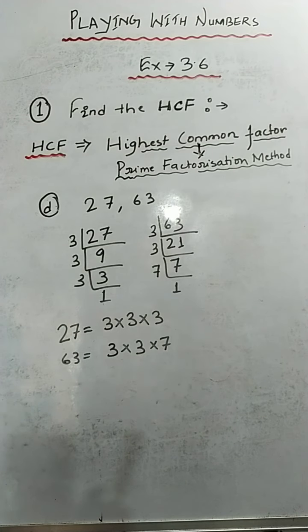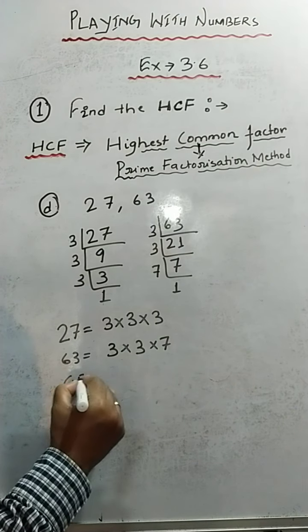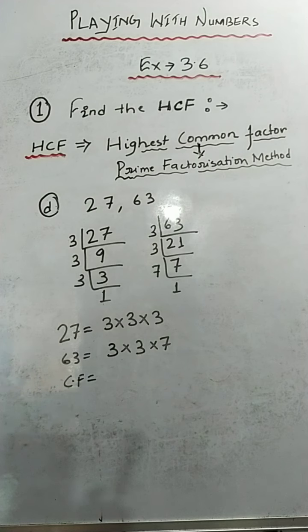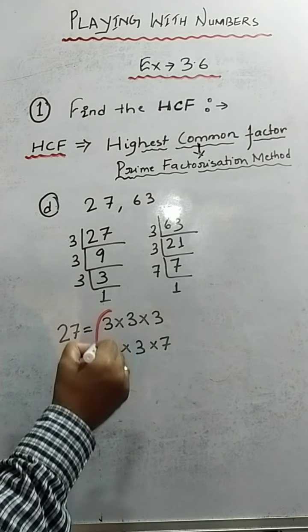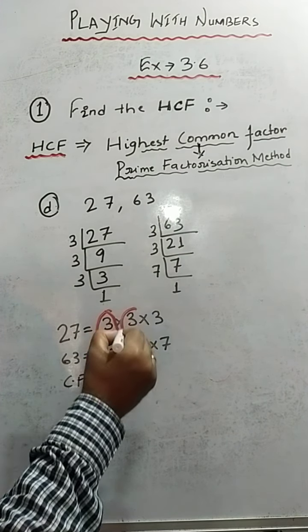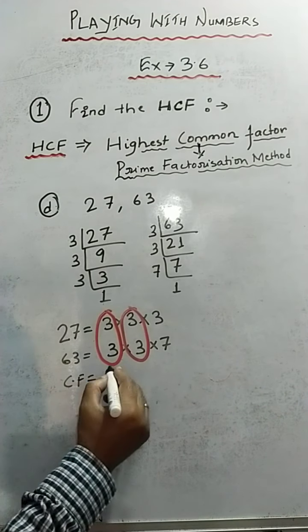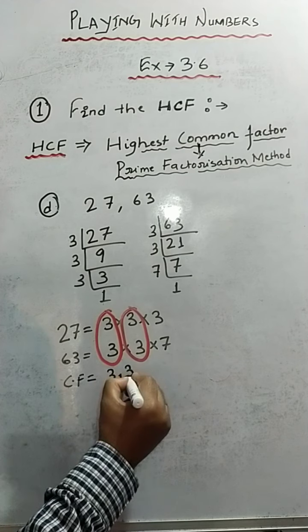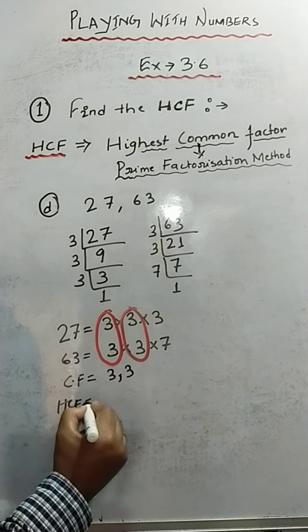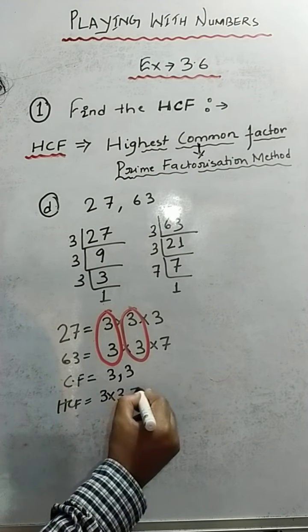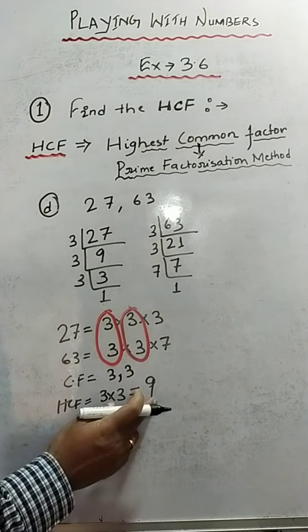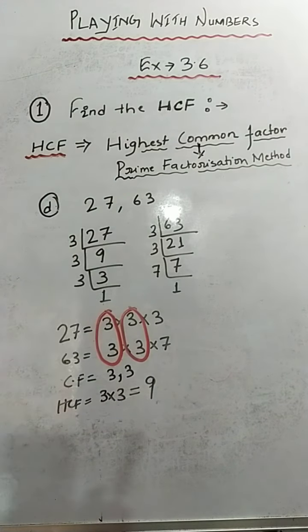Okay, so what do we have to find out first? We have to find out the common factor first. So what is a common factor? 3 and this 3 also. Fine, so what are the common factors? Two 3s. So now let's get the HCF. HCF would be 3 into 3, that is 9. So 9 will divide this 27 and 63 also.